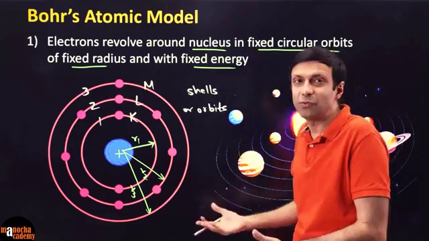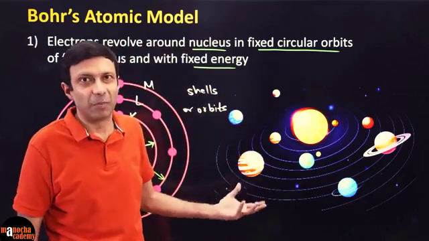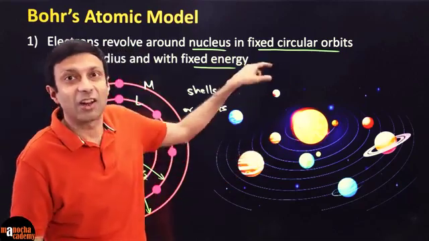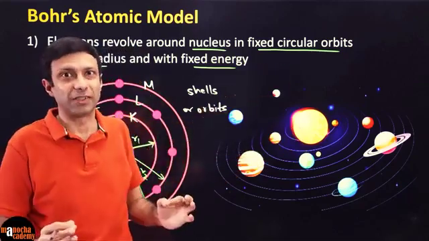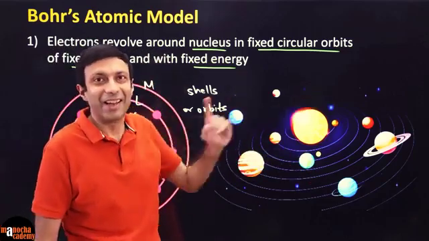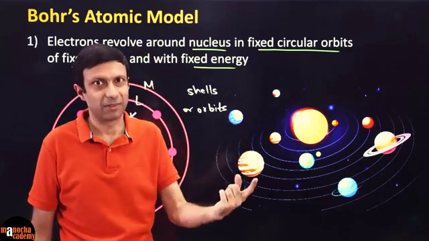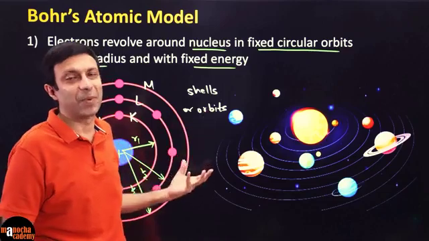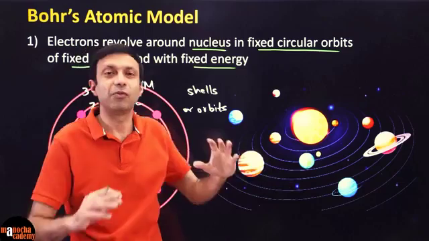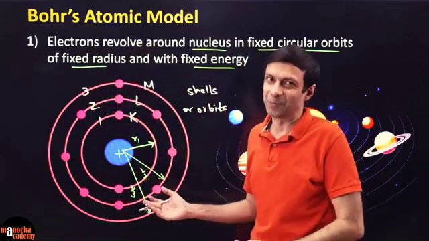And so his model is very similar to the solar system, or we can say the planetary model, because in the solar system we know the sun is at the center, and the planets are revolving around in fixed orbits. So Earth can't tell Mars, "Hey, I'm going here, or I'm going there." It's revolving around the sun in a fixed orbit. So the same concept applies to the atom here. All planets are revolving in a fixed orbit with fixed energy. Same logic he applied to the atom.